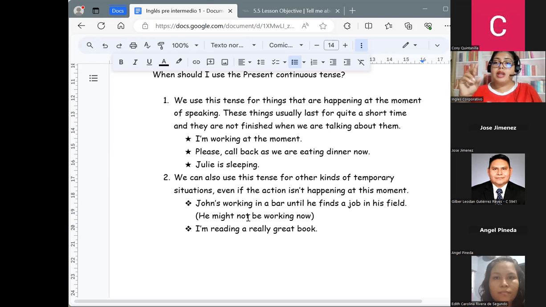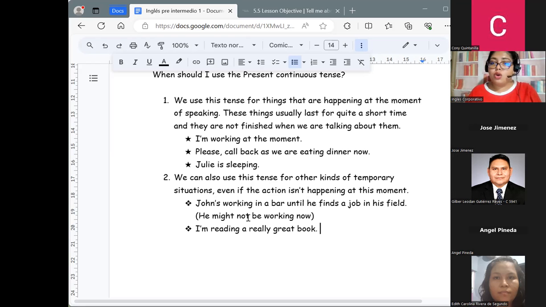Esa es la diferencia con el punto uno y el punto dos, que el uno es cuando estamos nosotros hablando, es donde está sucediendo esa situación. Y en el punto número dos, no está sucediendo en el mismo momento en el que yo estoy hablando. Yo simplemente estoy explicando de que quizás estoy haciendo esta actividad en este tiempo, ¿verdad?